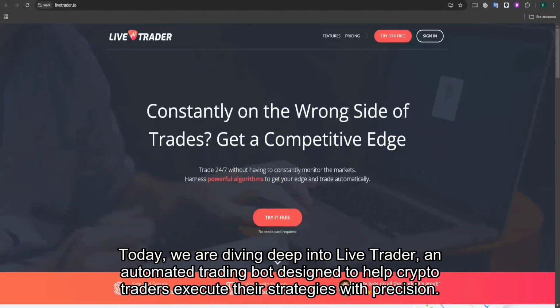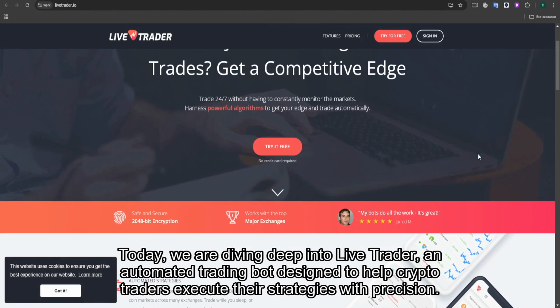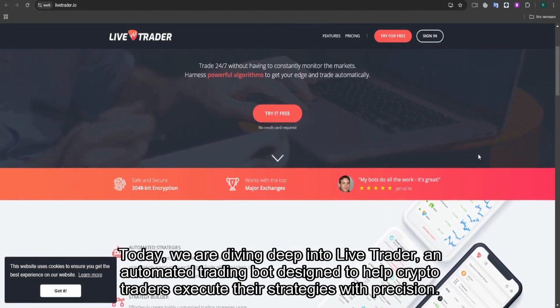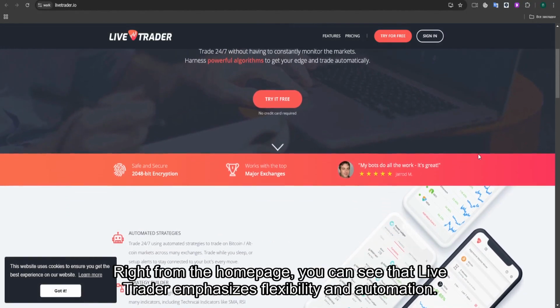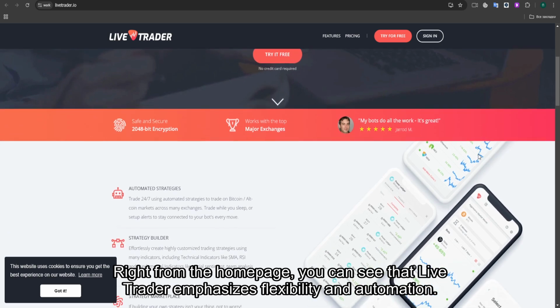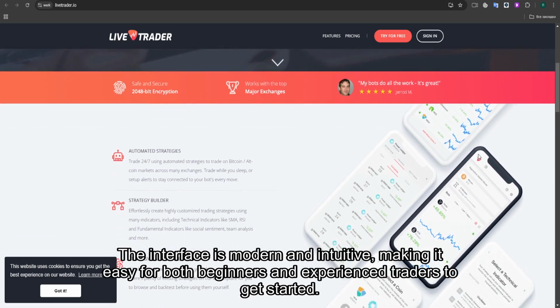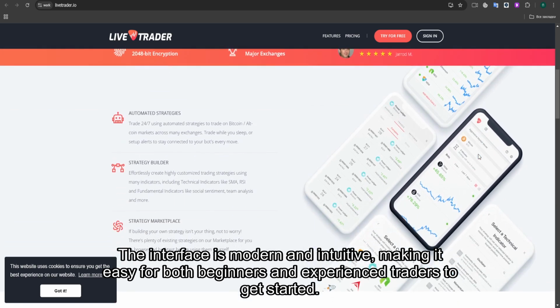Today, we are diving deep into LiveTrader, an automated trading bot designed to help crypto traders execute their strategies with precision. Right from the homepage, you can see that LiveTrader emphasizes flexibility and automation. The interface is modern and intuitive, making it easy for both beginners and experienced traders to get started.